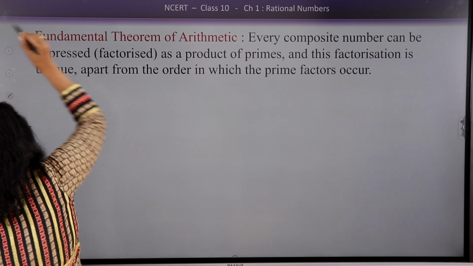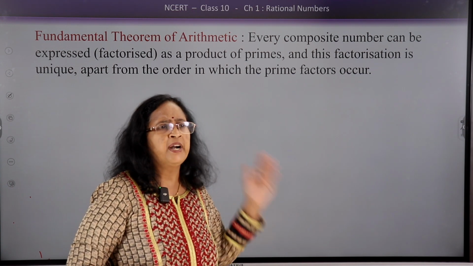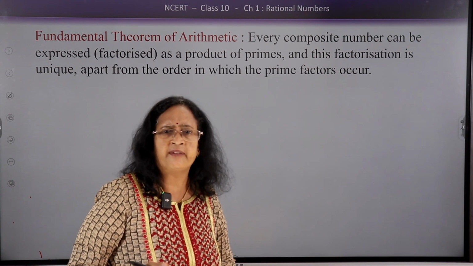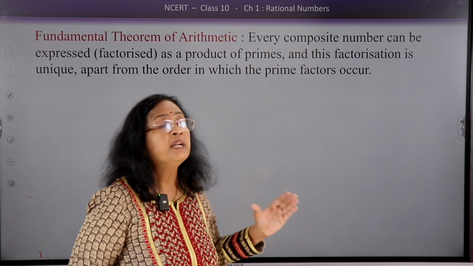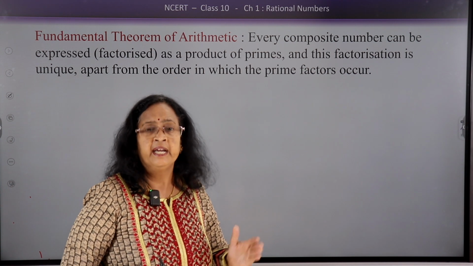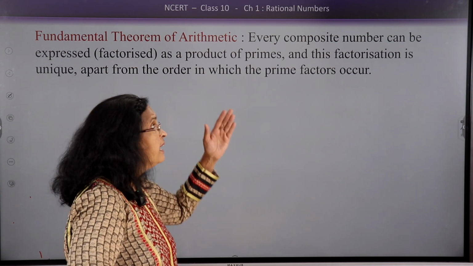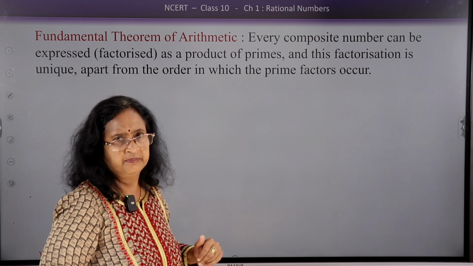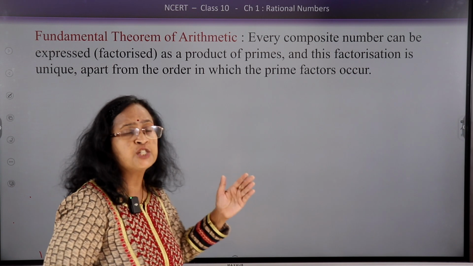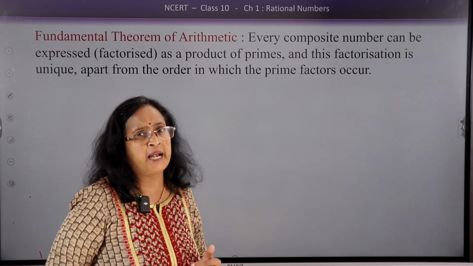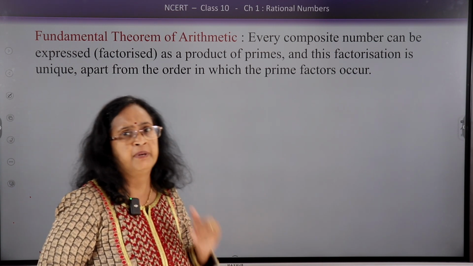Now we come to the next very important theorem, the fundamental theorem of arithmetic. Now this fundamental theorem you have already done in classes 6, 7, 8 and 9. Very simple, but this is a proper theorem which will be applied in this chapter of real numbers. Now, what is that fundamental theorem? Every composite number can be expressed or factorized as a product of primes. Product of primes means the product will consist of only prime numbers.